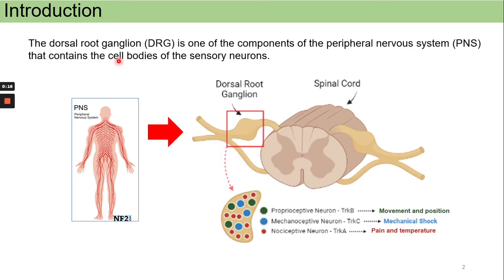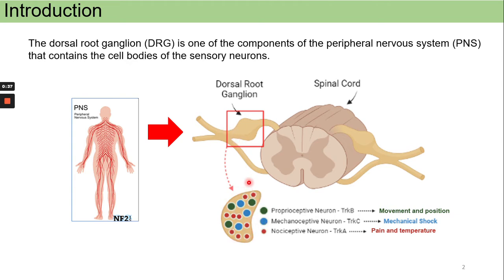So, the dorsal root ganglion is one of the components of the peripheral nervous system, and anatomically, it is located bilaterally to the spinal cord. Here we can see both dorsal root ganglions bilaterally to the spinal cord. And in the interior of this structure will be located the cell bodies of the sensory neurons.